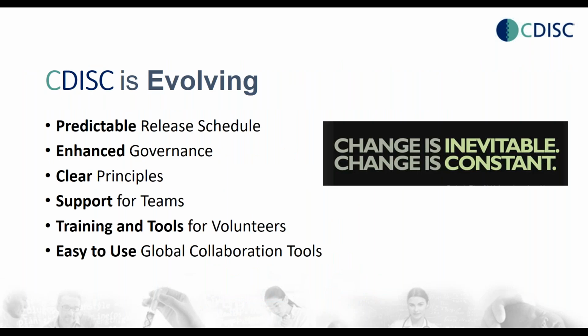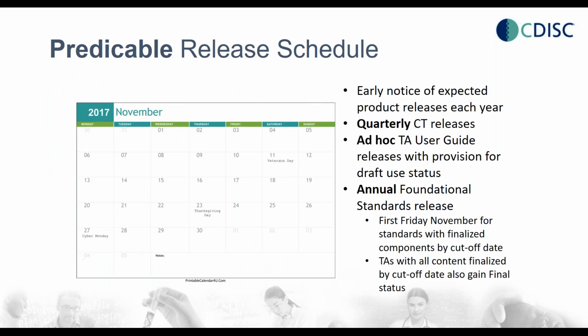I'll talk about a couple things just quickly about work we're doing within the strategic plan. Organizations evolving in the last few months with a predictable release schedule, enhanced governance, clear principles, greater support for all of our teams, our working groups, better training and tools for our volunteers, and easy-to-use global collaboration tools. And I'll quickly try to address each of these.